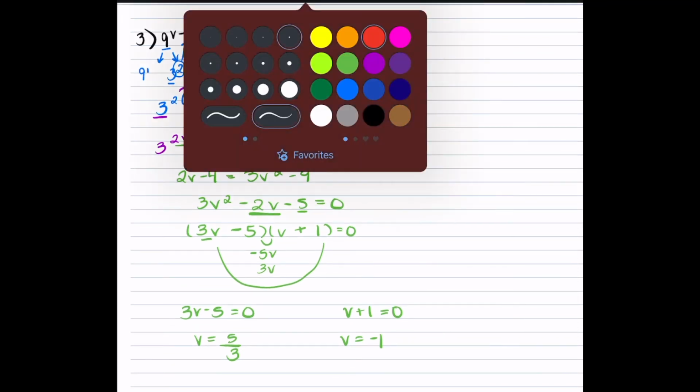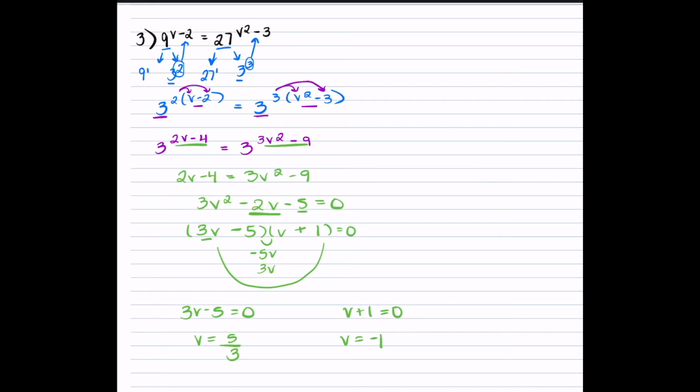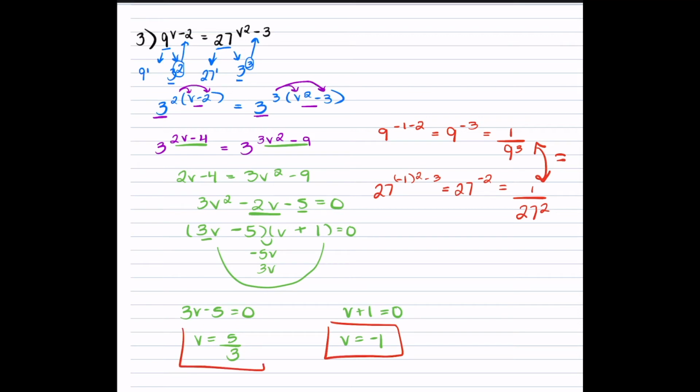And then if we did want to check this, I'm going to check the negative 1. 9, negative 1 minus 2 is 9 to the negative 3rds, which is the same as 1 over 9 cubed, sorry. And 27, negative 1 squared minus 3. Negative 1 squared is 1, and 1 minus 3 is negative 2, which would just be 1 over 27 squared. And these two are equal, so we got both answers are correct.